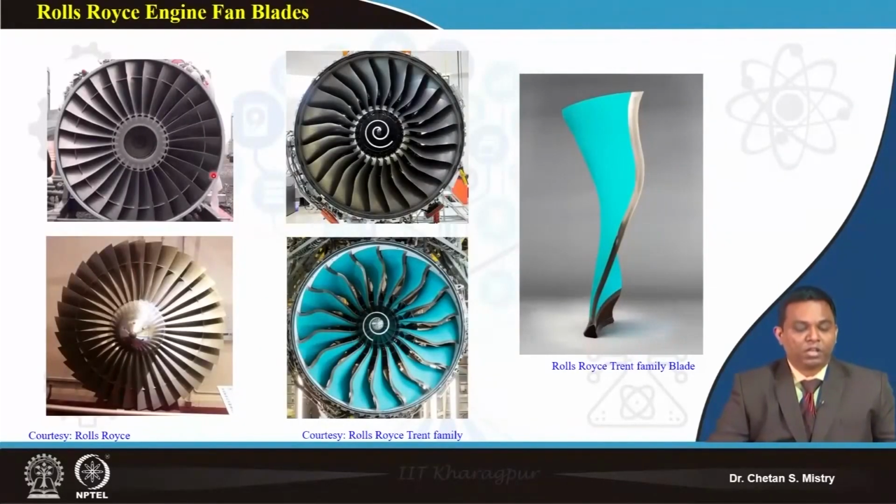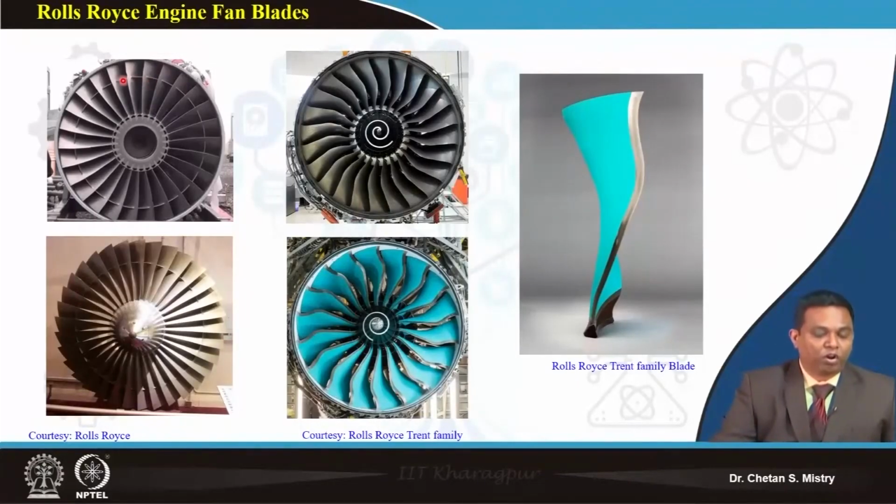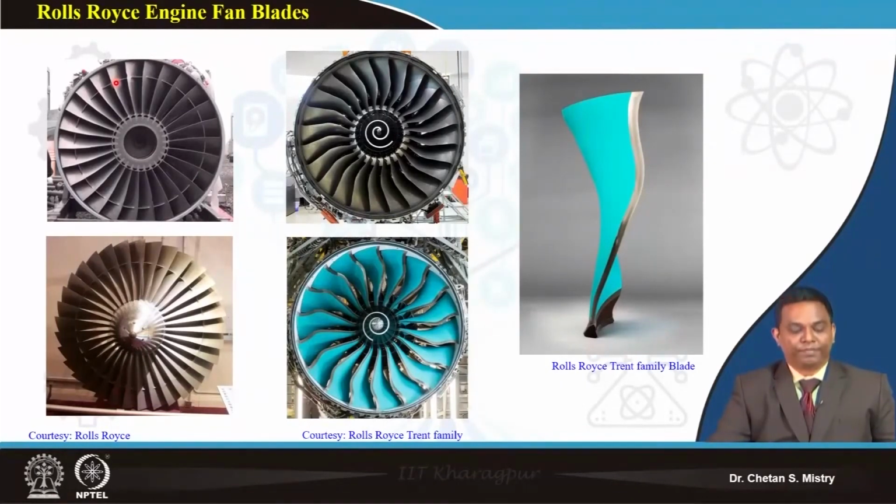Now if you look here, these are the big size fans which are being used for turbofan engines. These fans are from Rolls-Royce engines. If you look at this fan, the blades are connected with part-span shrouds. This is a taller size blade, and we can understand that this blade is fixed on the hub and acts like a cantilever beam.